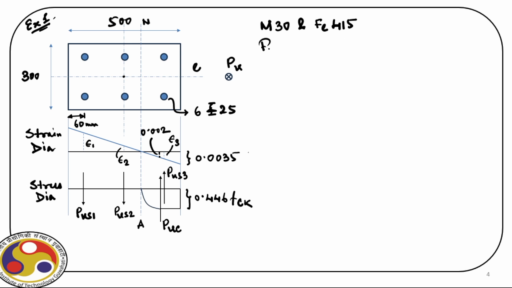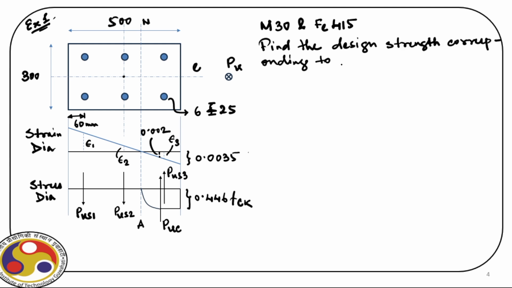Our task is to find the design strength corresponding to balanced failure. Recall we talked about 3 different types of failure. So for this problem, we have balanced failure. Now for this problem, again, we have already drawn this strain and stress diagram. Our task is to find out the design strength.